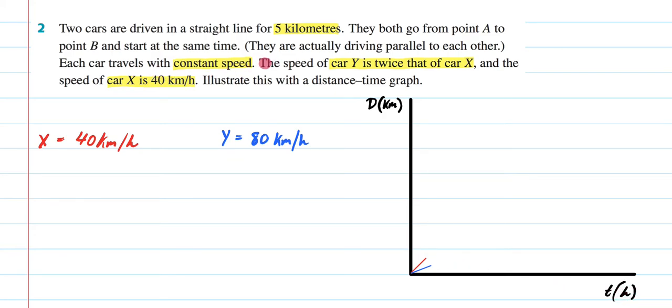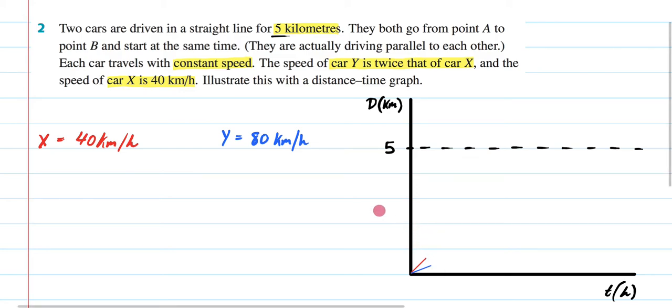Now, we are also told that it's driven for 5 kilometers. So let's come over here and put 5 in there. So 5 kilometers, that is the ugliest 5 I've ever seen. Let me try that again, 5. Now what I'm going to do is draw a dotted horizontal line at 5 here, just to show you really what we're doing. So there is our 5 kilometer mark.